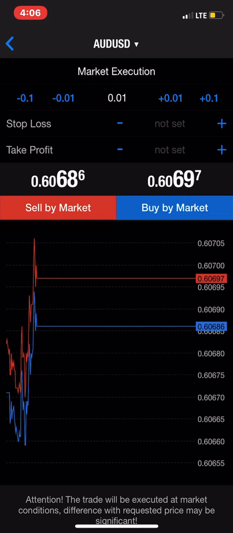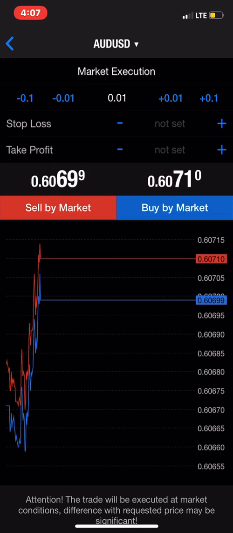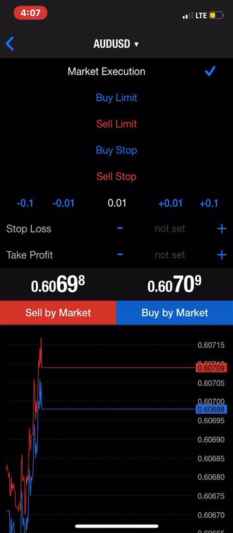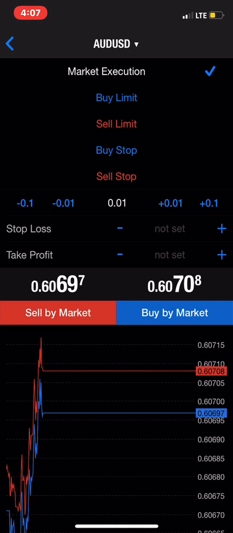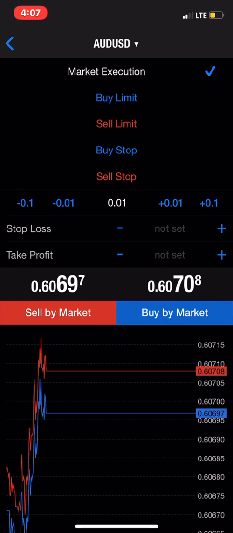So what you're going to do is right under your currency pair where it says market execution, you're going to tap it, and you're going to choose whichever one of these they tell you to use, whether it's a buy limit, a sell limit, a buy stop, or a sell stop. You're going to choose the one that they tell you. They will always tell you if it's a buy limit, a sell limit, a buy stop, or a sell stop, because those are the ones that are out of the ordinary. Remember, the ordinary one is market execution, so they won't say anything. But if it is one of these 4 options, they will let you know.